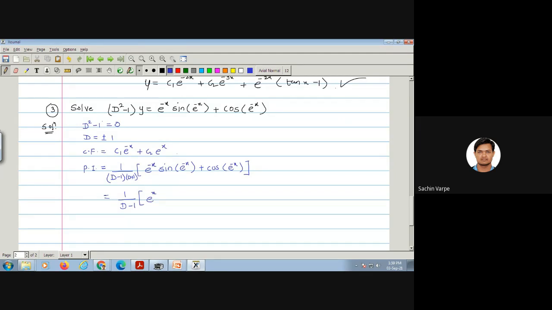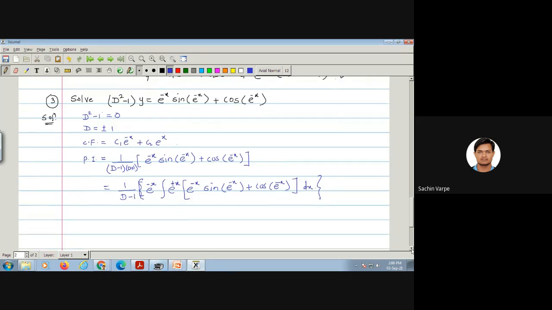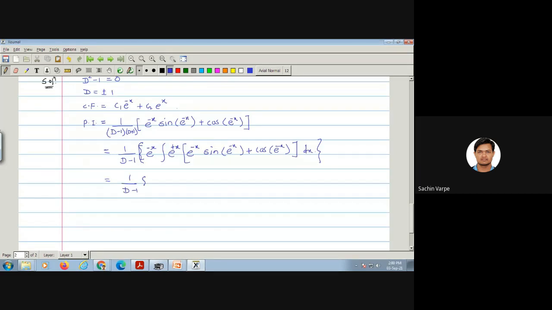It is e to the power x, integration of e to the power minus x, sine of plus cos of e to the power minus x dx. Actually, it is minus here, no? And the plus inside. It's not plus here. So 1 upon D minus 1, e to the power minus x.